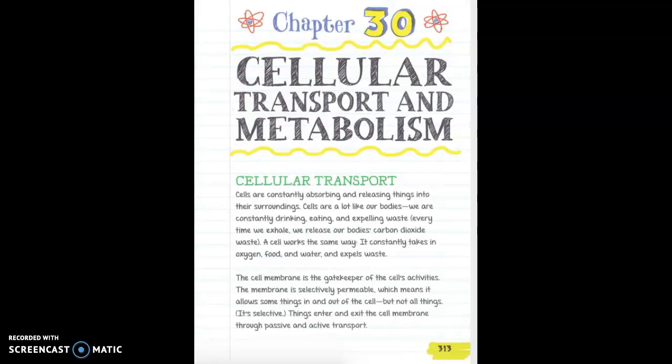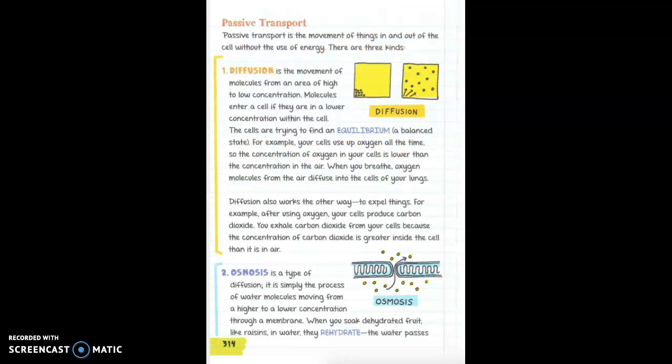The cell membrane is the gatekeeper of the cell's activities. The membrane is selectively permeable, which means it allows some things in and out of the cell, but not all things. It's selective. Things enter and exit the cell membrane through passive and active transport. Passive transport is the movement of things in and out of the cell without the use of energy.